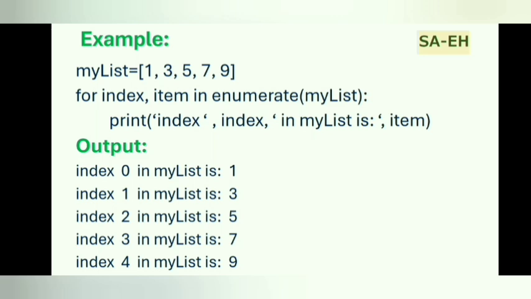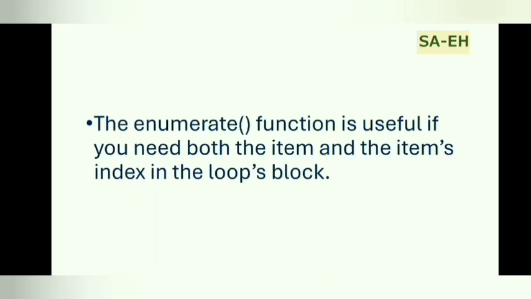Example. In this example, the first thing I did was create a new list with the 5 integer elements 1, 3, 5, 7 and 9 and assign it to variable myList. After that, I used the enumerate function to traverse the list. On each iteration of the loop, enumerate function will return two values, the index of the item in the list and the item in the list itself. Next, the print statement will display the index value and the item in the list. The enumerate function is useful if you need both the item and the item's index in the loop's block.